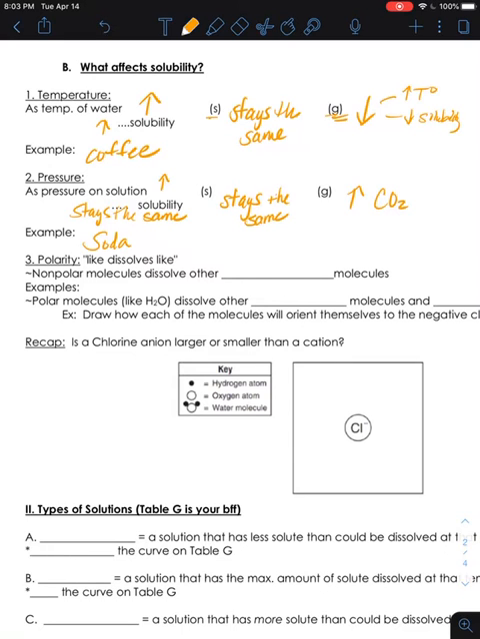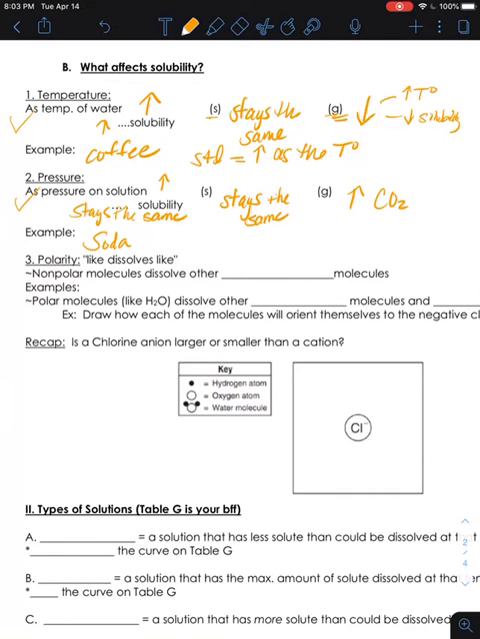Now, in the example of a liquid and a solid, that is going to increase as the temperature increases. So those two things, pretty much you can see. You can keep the example of coffee and soda on your mind.